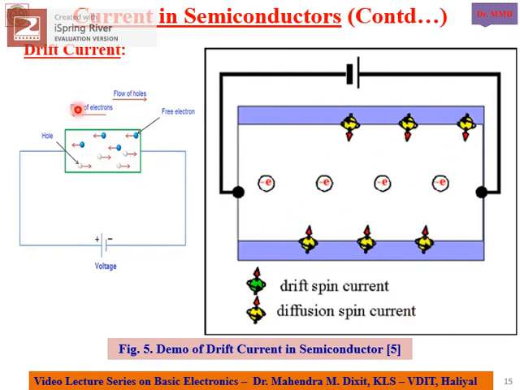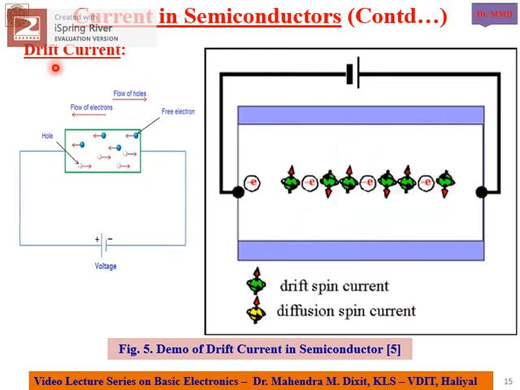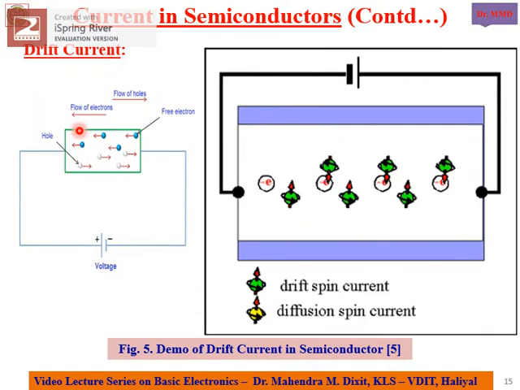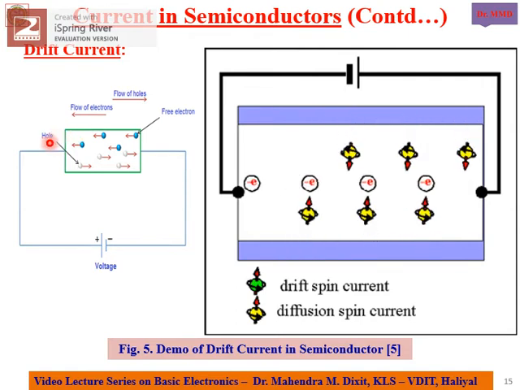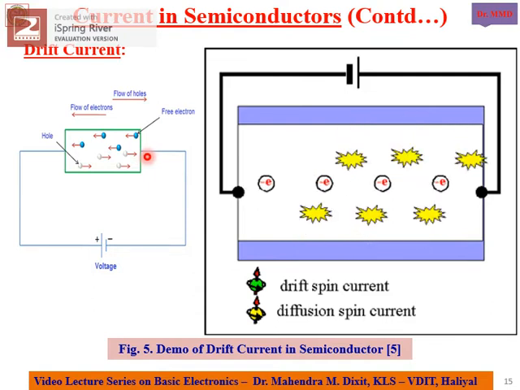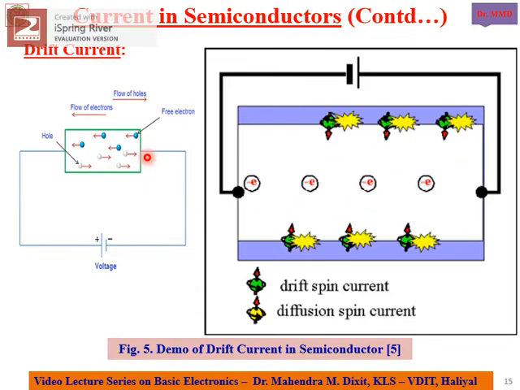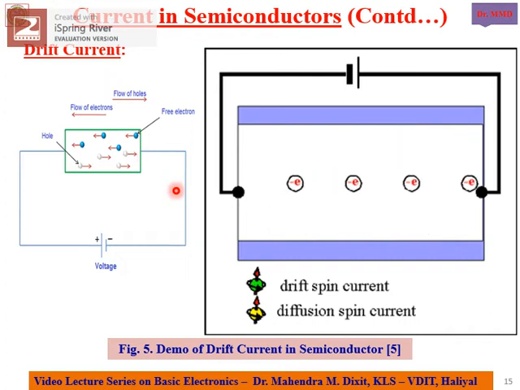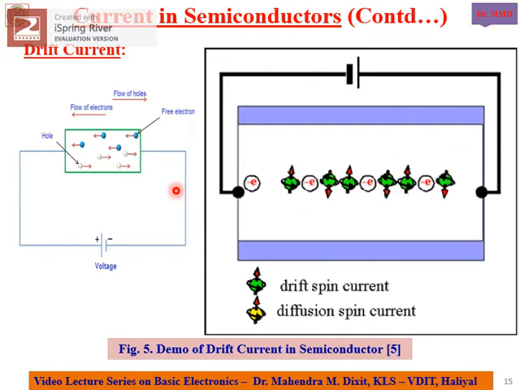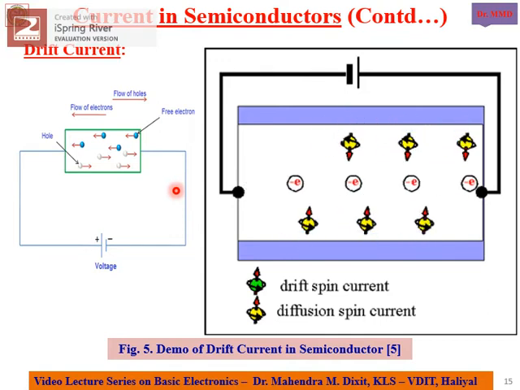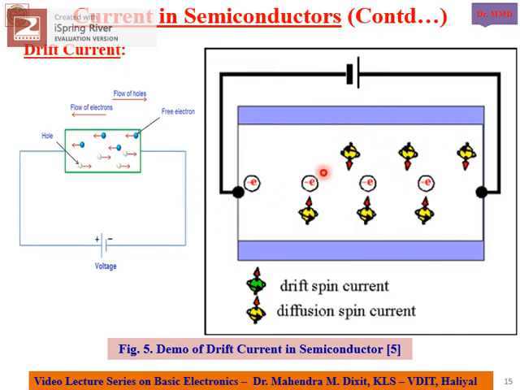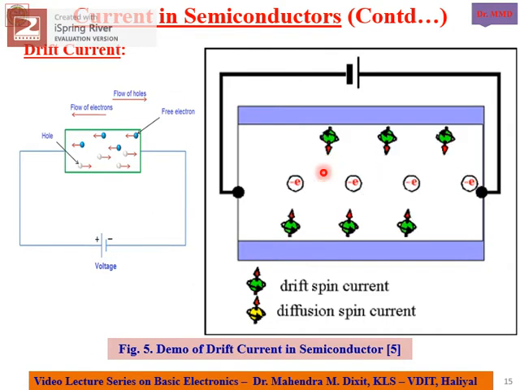The second type of current that we would like to see here is the drift current. You can see once again the semiconductor material kept under test, but the difference here is that we are going to apply an external supply voltage to this semiconductor. One thing we should remember is that in a semiconductor, whenever there is an application of external voltage, the number of electrons will always be generated in excess with respect to the number of holes in the semiconductor devices.